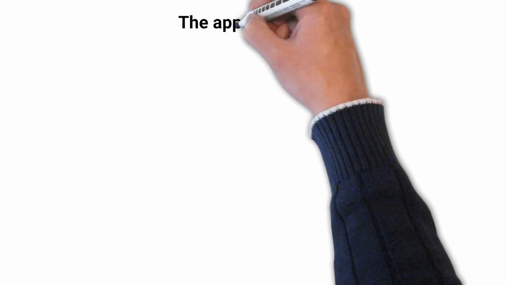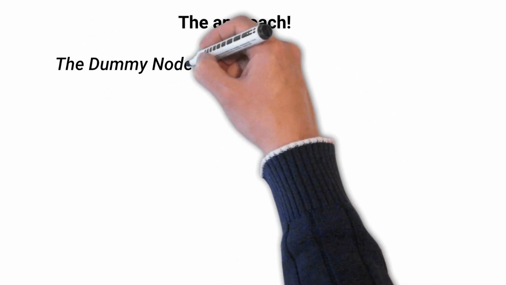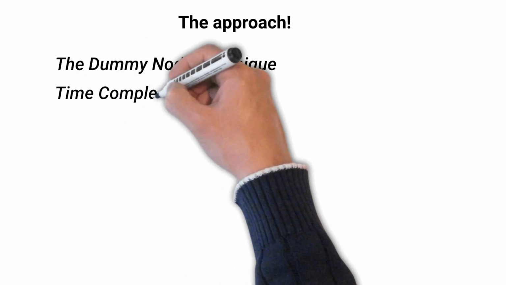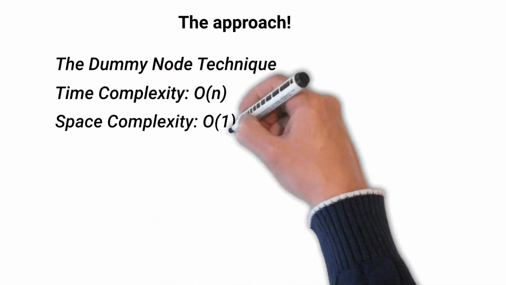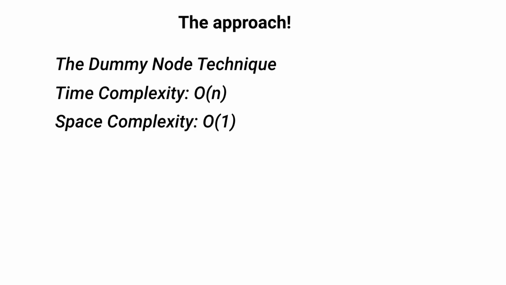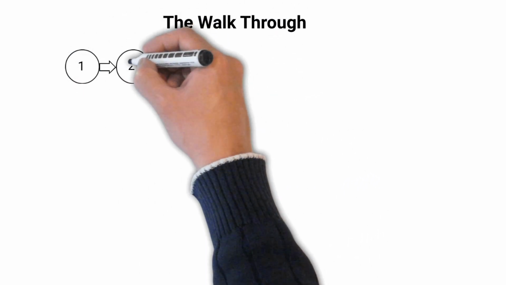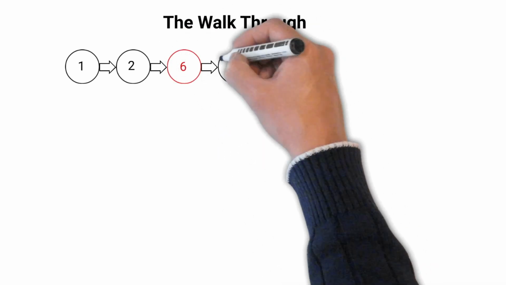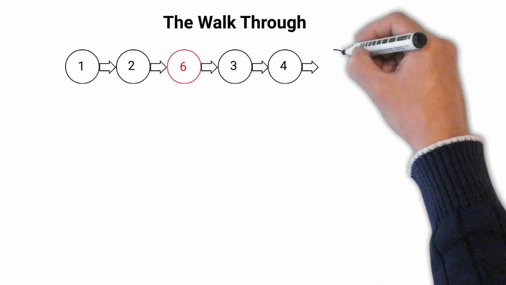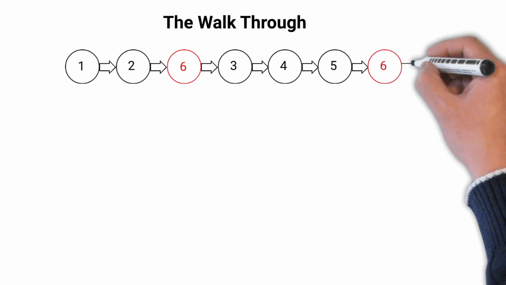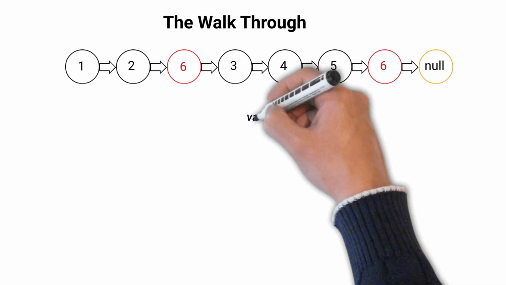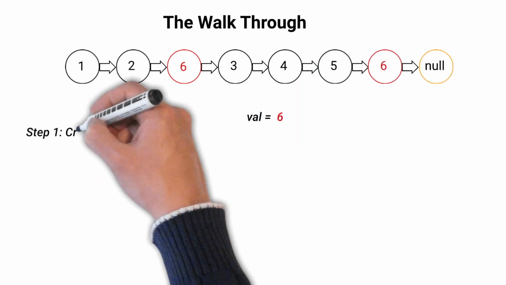The approach that we're going to be taking is called the dummy pointer technique. It has a time complexity of O of n and a space complexity of O of 1, and it's the optimal solution to this problem. Now let's walk through an example. We've got nodes 1, 2, 6, 3, 4, 5, 6, and then the end is null. The val that we're looking for is 6.